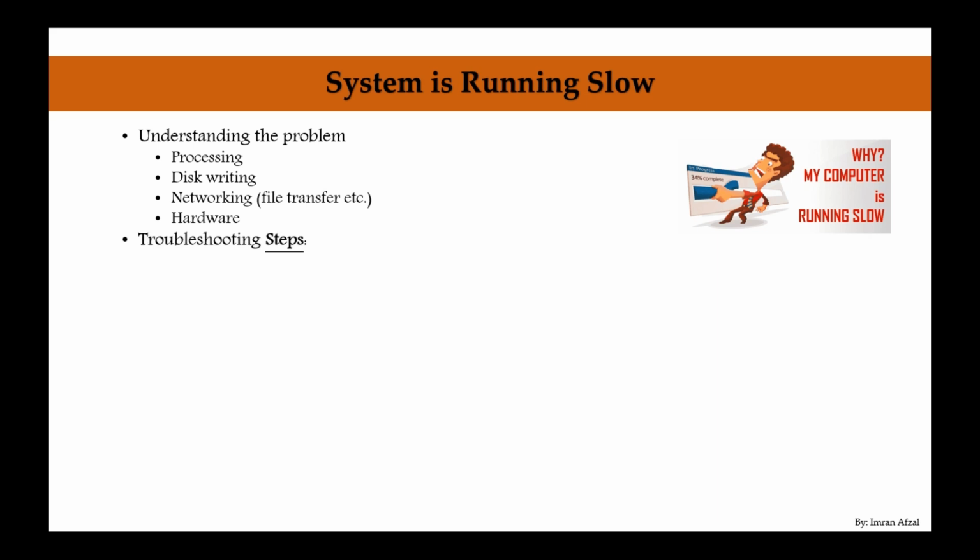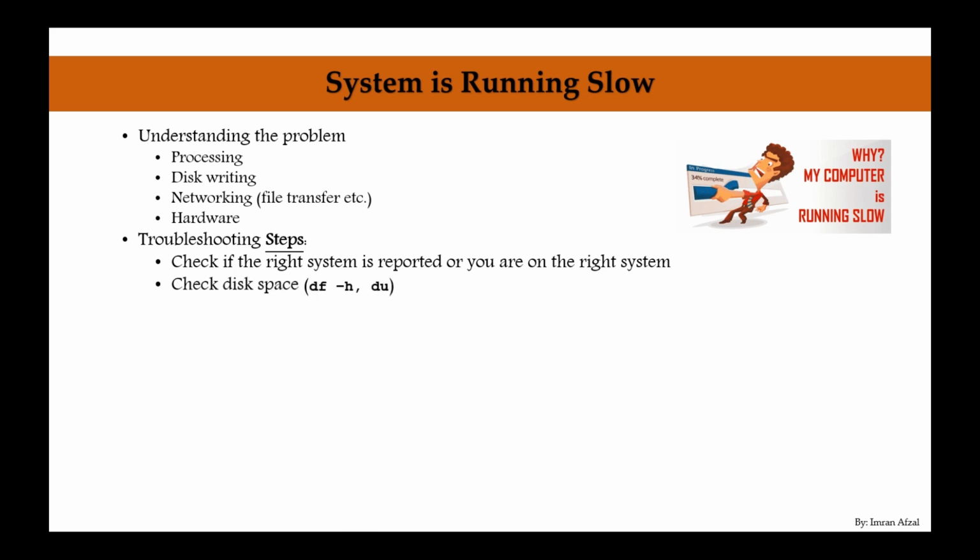So we'll talk about the troubleshooting steps now. The first thing is always to check that the right system is reported and that you are on the right system. Yes, when someone reports there's a problem with system ABC, in fact it's not ABC, it's XYZ. So you need to find out which system they are reporting the problem on, whether it's a database server, a system server, or a web server. Once you find that out, when you log into that system, of course, always run hostname to check you are on the right system before you start troubleshooting and digging into it. Because I don't want you to spend hours and at the end find out, oh, you are not on the right system.